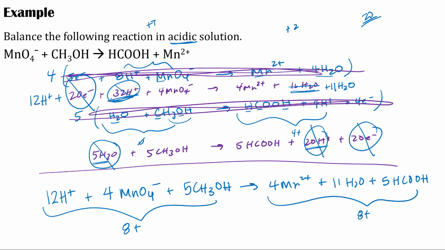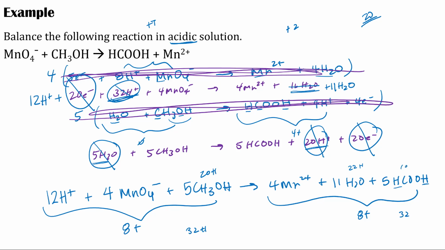And then I have 12 hydrogen plus 20 hydrogen in this one. So that would be 32 hydrogen total. And then I've got 11 water, so that's 22 H's plus 2 H's in every single one of those, and there's 5, so that means 10, so that's 32 hydrogens. So this is balanced.